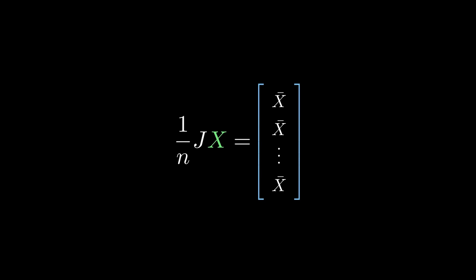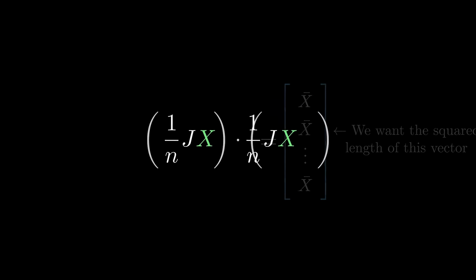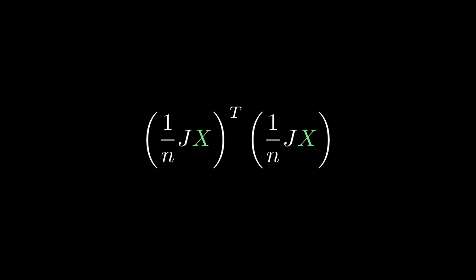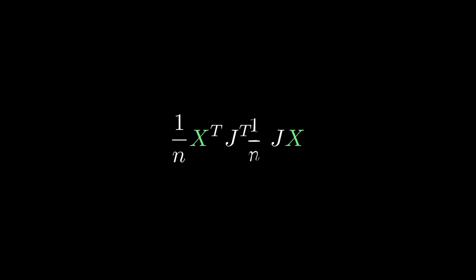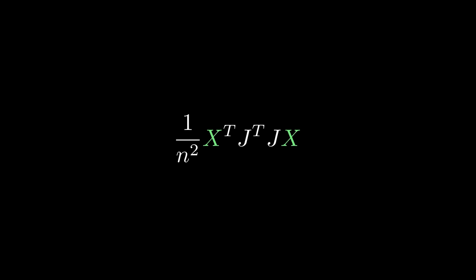Our sample mean vector is J over n times our data vector, where J is a matrix of all ones. The thing we're looking for is the squared length of this vector, which we can get by dotting this with itself, which as usual involves taking the transpose of the first item. The transpose distributes through and reverses the order, so we end up with this expression here, which involves J transpose multiplied by J. J is a symmetric matrix, so taking the transpose just leaves us where we started with a matrix of all ones. In other words, J transpose is just equal to J.